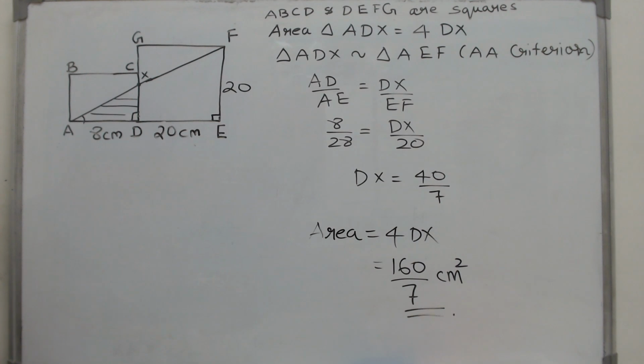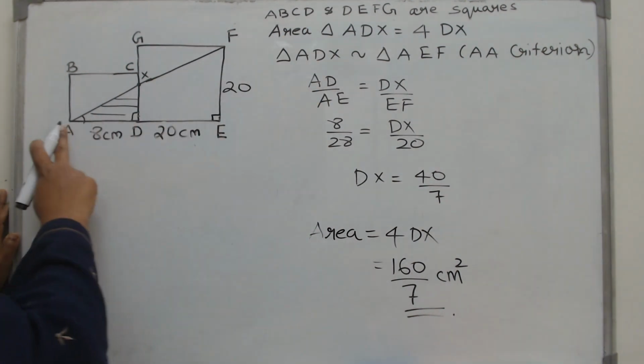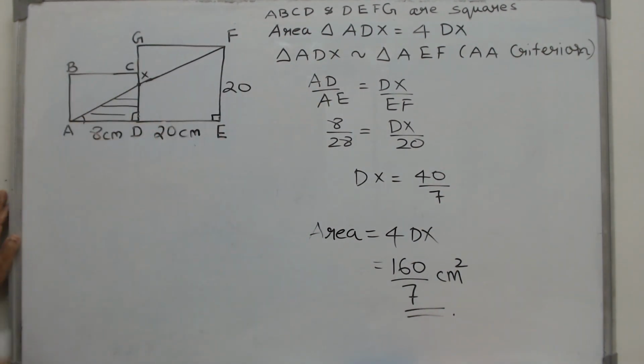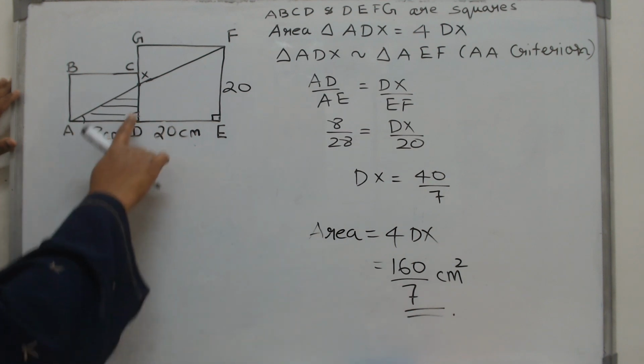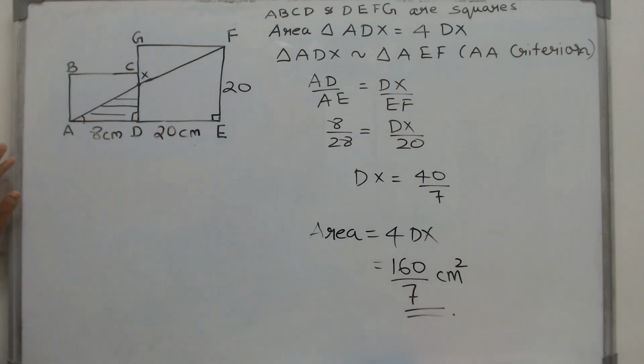And why do we need DX? The area of this triangle ADX is 4 times DX, which means our required area of this triangle is 160 by 7 centimeters square. That is the answer we were looking for.